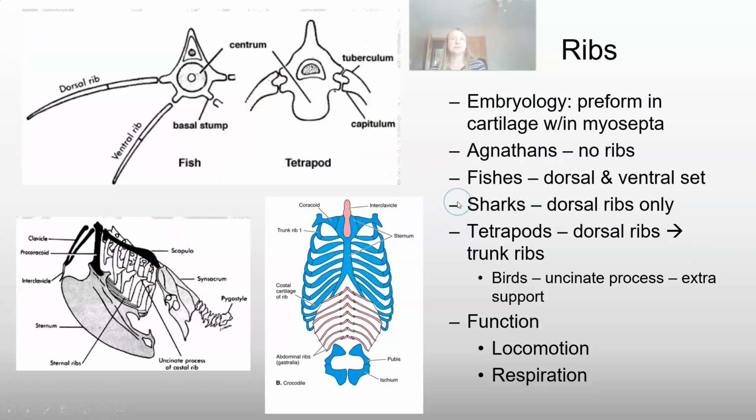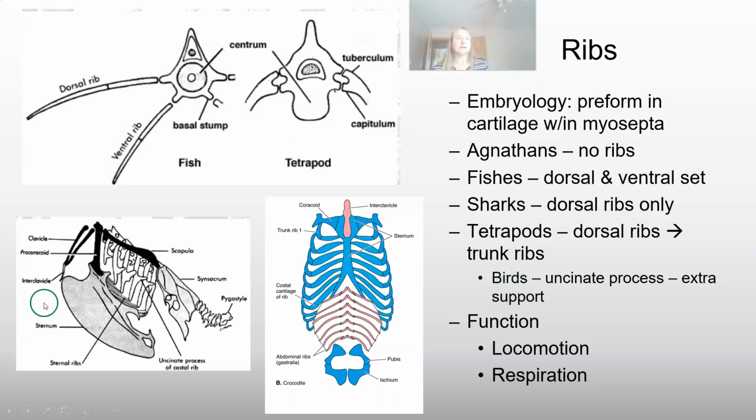All right, ribs, okay? So embryologically, ribs preform in cartilage within the myosepta. So you think about these segmented body plans during development, and the ribs are growing in the myosepta, okay? With agnathans, we see no ribs. In fishes, we have dorsal and ventral ribs. In sharks, they have dorsal rib only. Tetrapods, right here, also only have dorsal ribs. And we see dorsal ribs in the trunk region, and we tend to lose them in the lumbar region.